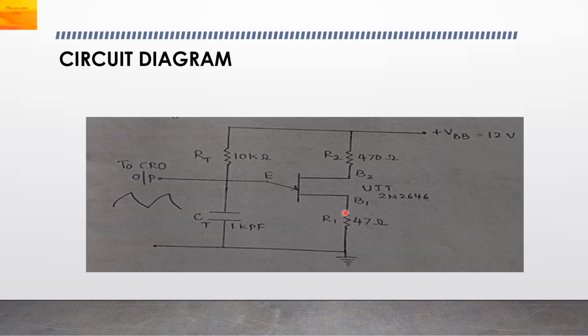This is the circuit diagram with the UJT. Here you have a resistor RT and this is the capacitor CT, R1 resistor and R2 resistor. VBB is fixed at 12 volts.